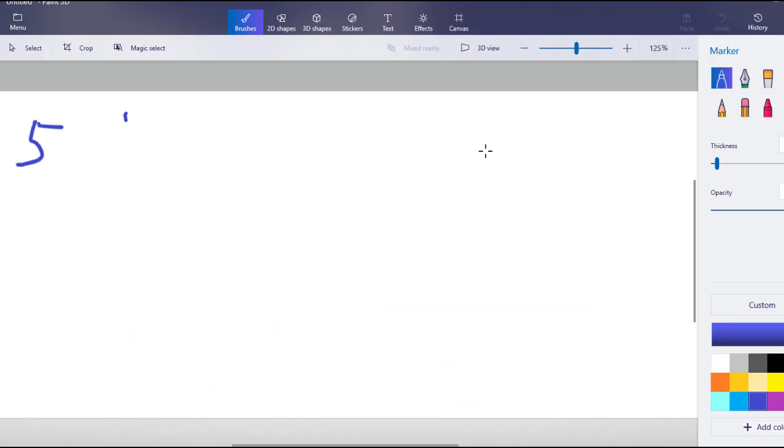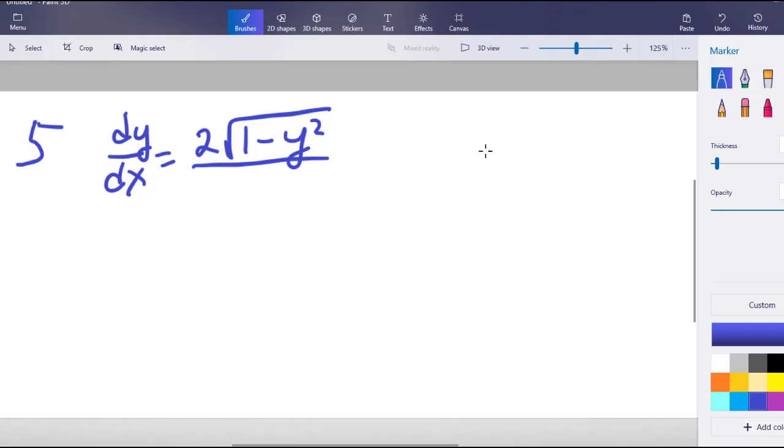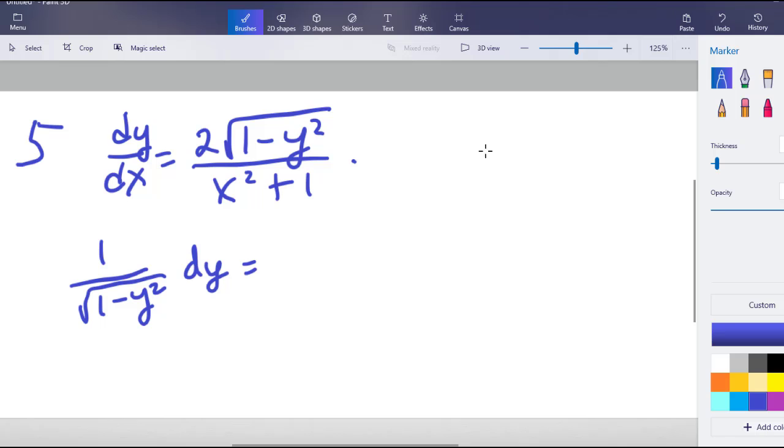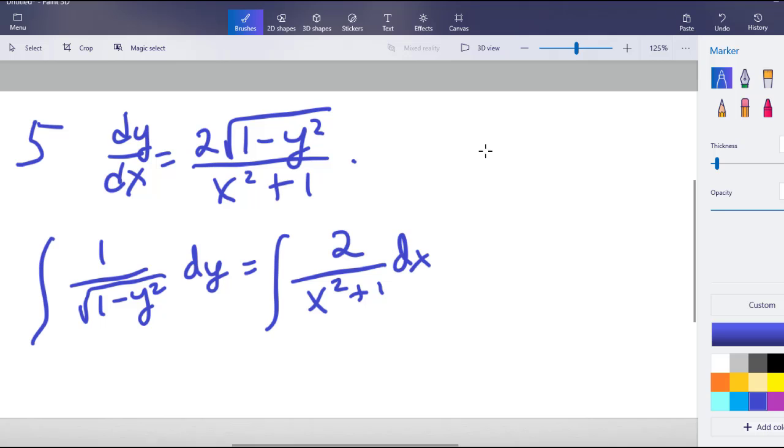In problem 5, we have dy dx equals 2 times the square root of 1 minus y squared over x squared plus 1. Now, we can separate the variables pretty simply. We'll have 1 divided by the square root of 1 minus y squared dy equals 2 divided by x squared plus 1 dx, and we'll integrate then both sides.